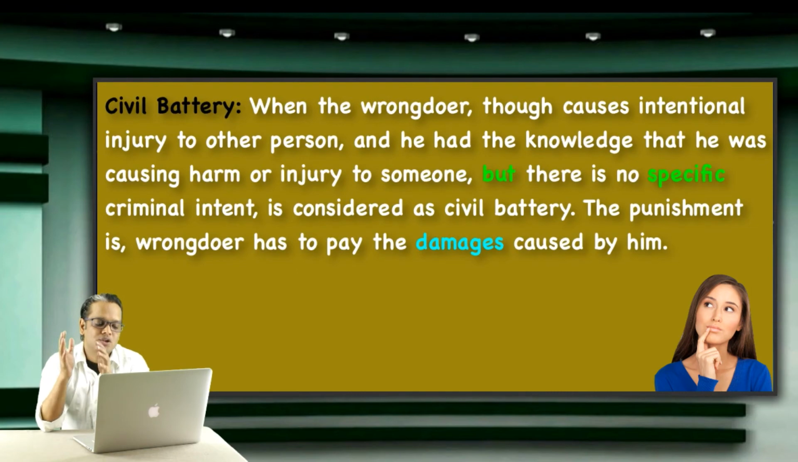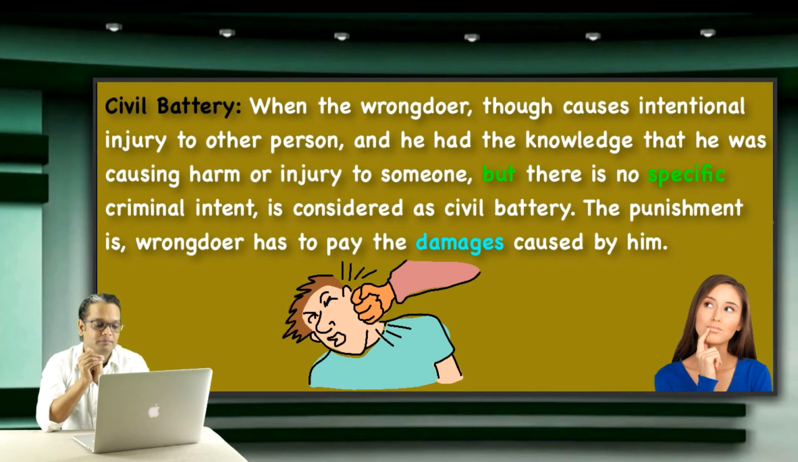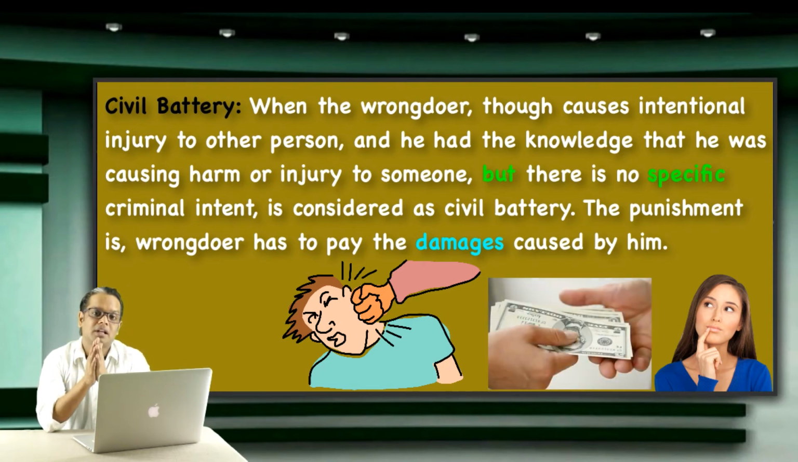When the wrongdoer causes intentional injury to another person and he had the knowledge that he was causing harm or injury to someone, but there is no specific criminal intent, it is considered civil battery. The punishment is that the wrongdoer has to pay the damages caused by him. So, if it is a civil wrong or tort, then the punishment is compensation, damages.